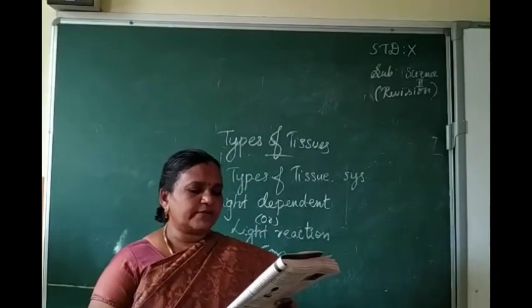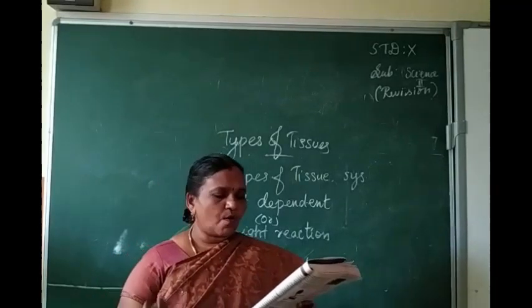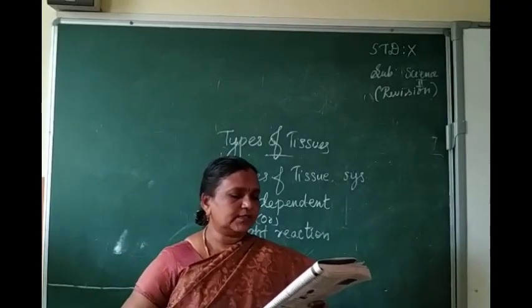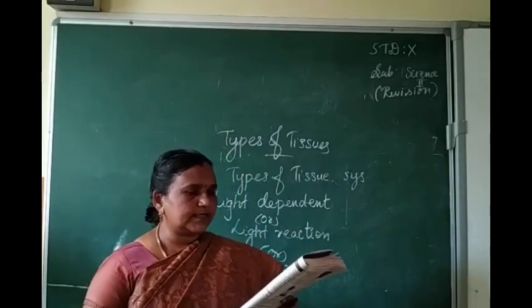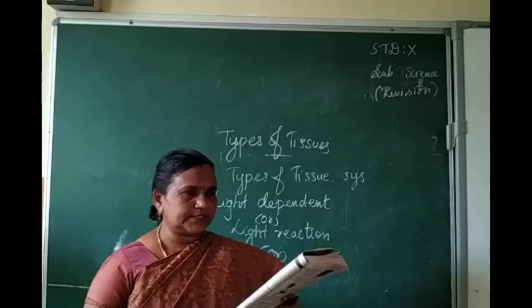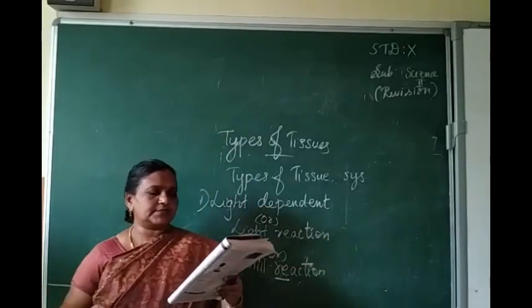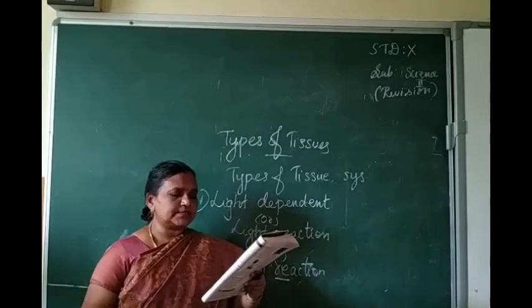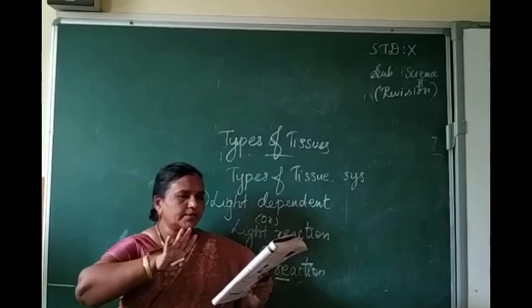Then, what are the factors affecting the photosynthesis? Two more questions. What are the factors affecting the photosynthesis? Two types of factors are there, internal factors and external factors. Page number 182, internal factors. What are the internal factors included here? Pigments, leafage, accumulation of carbohydrates and hormones. All the four you have to write.